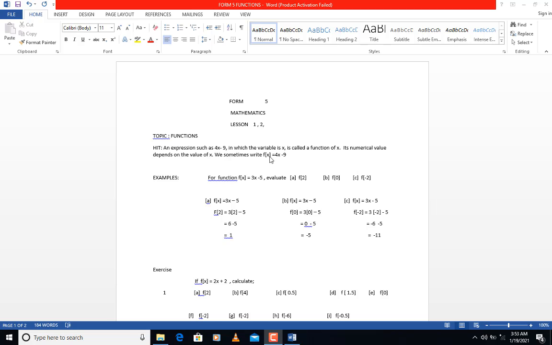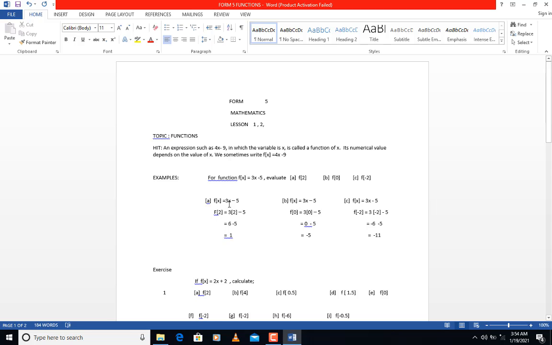It can be written as f of x is equal to 4x minus 9, where x is the variable. So in this case, how do we simplify these functions? Now let's look at some examples. For example, for the function f of x is equal to 3x minus 5, they say evaluate f of 2, f of 0, f of minus 2. Now we want to look at how we evaluate.